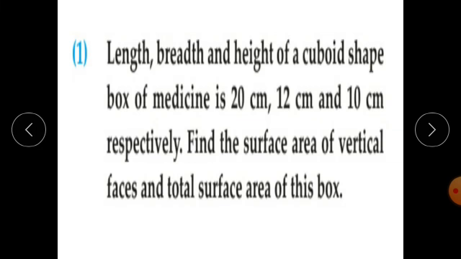Now we will solve questions from practice set 9.1. Practice set 9.1. Question number 1.